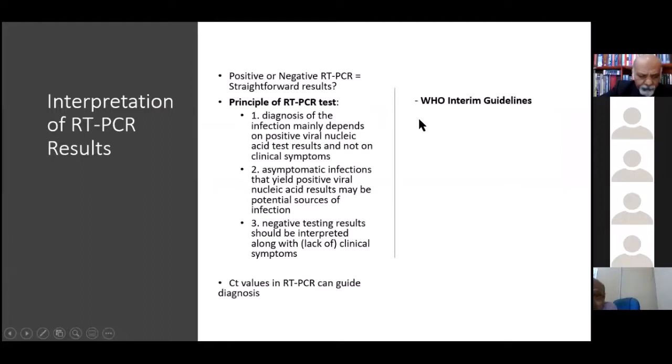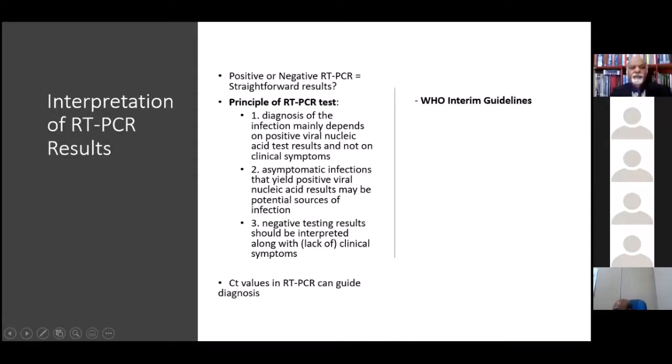So when it comes to the interpretation of the RT-PCR test, firstly, diagnosis of the infection mainly depends on positive viral nucleic acid test results and not on the clinical symptoms. And secondly, asymptomatic individuals may get a positive viral nucleic acid RT-PCR. So these asymptomatic infections that yield positive viral nucleic acid results may be potential sources of infection.